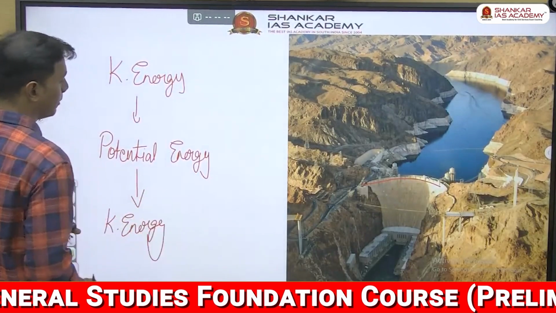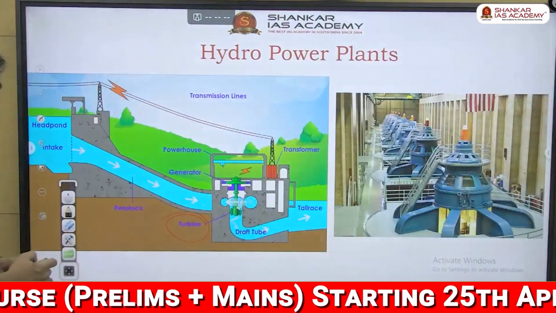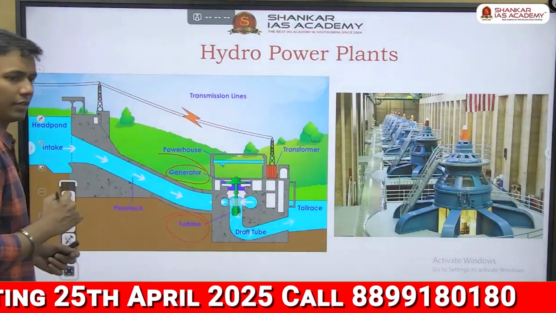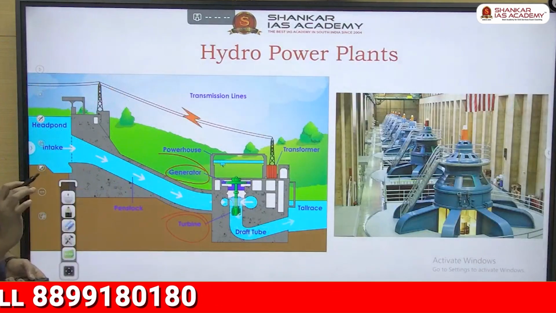This kinetic energy is used for spinning a turbine, which means it's converted into mechanical energy. This turbine is attached to a generator. Generator means it will produce AC current or DC current. AC current. That's how a hydroelectric power station works.